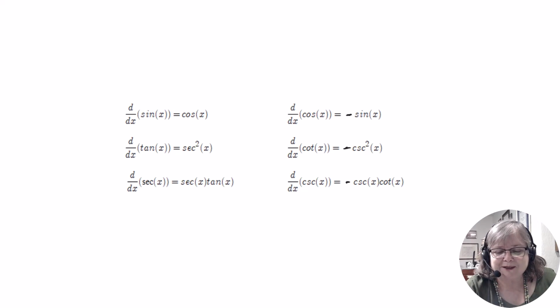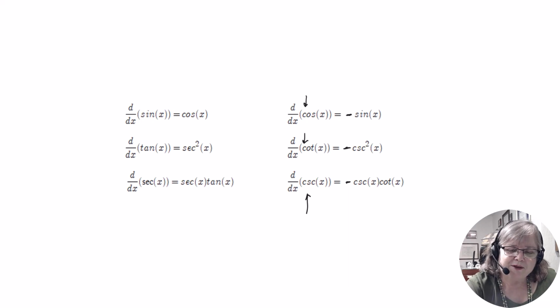Sometimes you'll hear me leave the x's off and just say cosecant cotan because we know there's an x in there. Notice that all of the trig functions that start with a c, their derivatives are negative. The other ones are positive. Notice there's sort of a pattern. Tangent goes with secant squared, cotangent goes with cosecant squared. Secant goes with secant tan, cosecant goes with cosecant cotan.